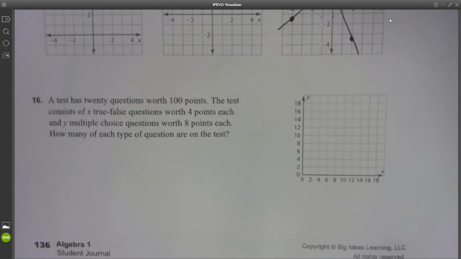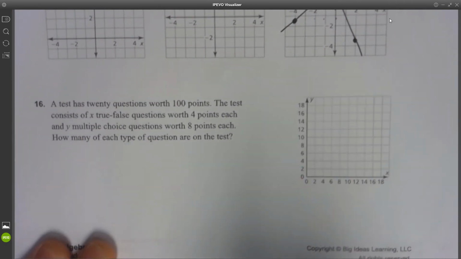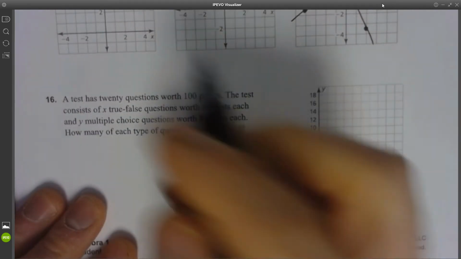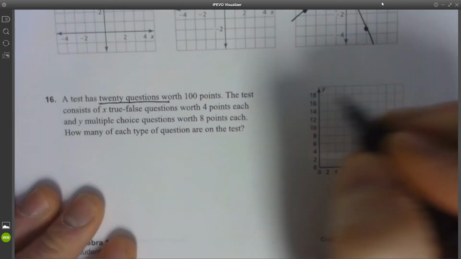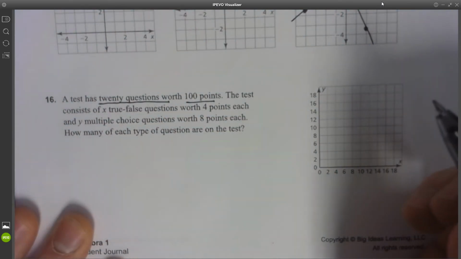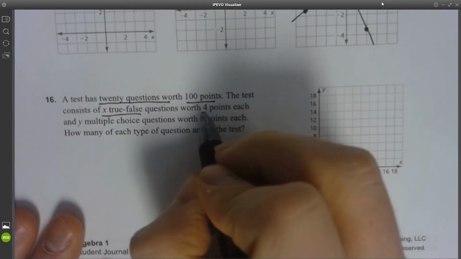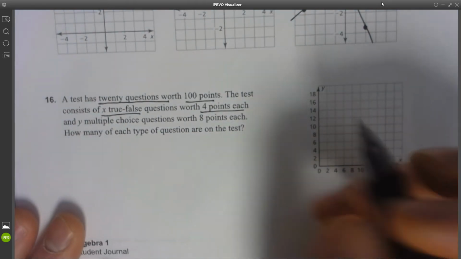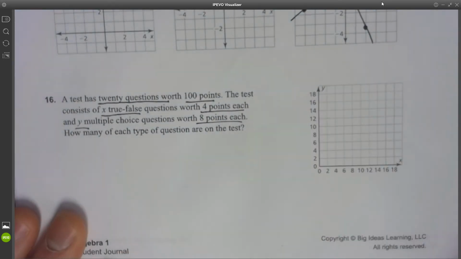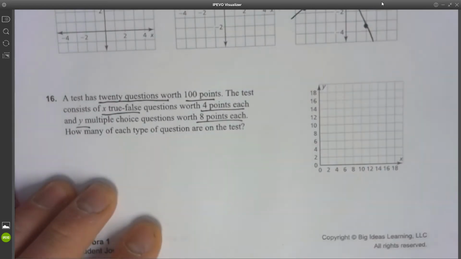So you're going to see a lot of questions like this where we need to write out equations to model some stuff. So a test has 20 questions. I bet that's important, worth a total of 100 points. So there are X number of true false questions, which are 4 points each, and Y multiple choice questions worth 8 points each. So how many of each type are on the test?